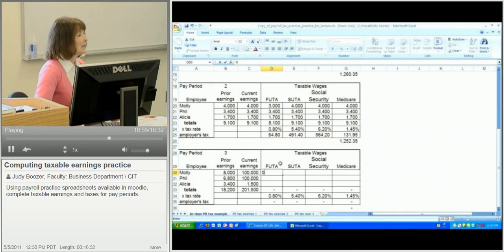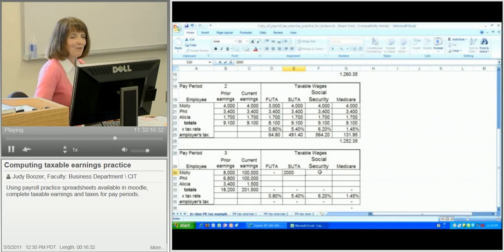You can put a line through it. You can put a 0, whatever. Just indicate something. Don't just leave it blank. Now, for SUTA, the cap is 10,000. So how much of this 100,000 is taxable for SUTA? 2,000, because we've already paid on prior earnings of 8,000, so there's only 2,000 more to meet the 10,000 cap. So only 2,000 of the 100,000 of current earnings is taxable for SUTA.